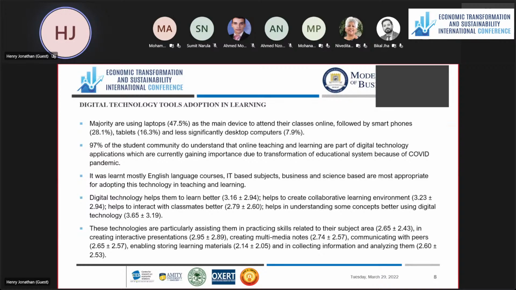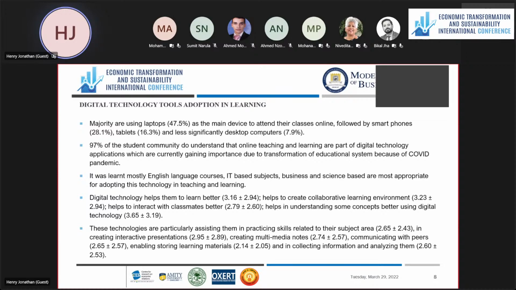Looking at how this digital technology will help the students in learning, the students responded that they all agree that it helps them to learn better and to have a very collaborative learning environment because they all have different platforms for discussion. It also helps them to interact with classmates better, understanding some concepts better, if not all of them, by using this digital technology.